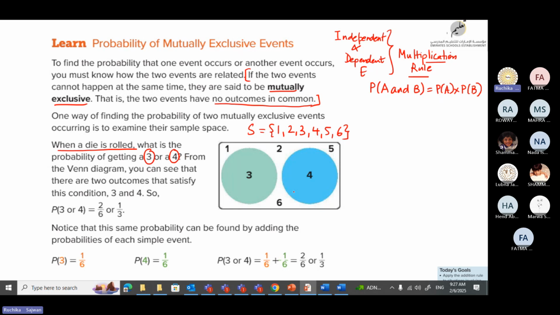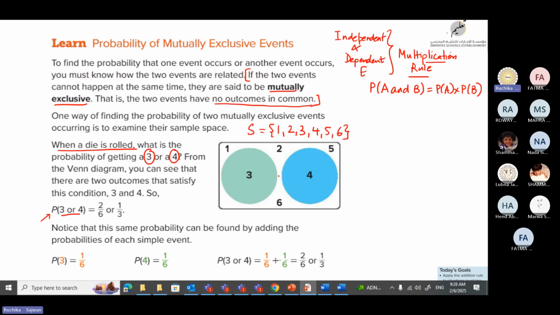Look at the Venn diagram and tell me, do they have anything common? Can you see from the picture? Getting a 3 or a 4, does it have anything common? Do they have any common outcomes? Both are different numbers. So either a 3 can come or a 4 can come. They cannot happen together. And that is why when we want to calculate the probability of these events, we have only two favorable outcomes. One, which is 3, one, which is 4. They have nothing in common. So such an event is called a mutually exclusive event.